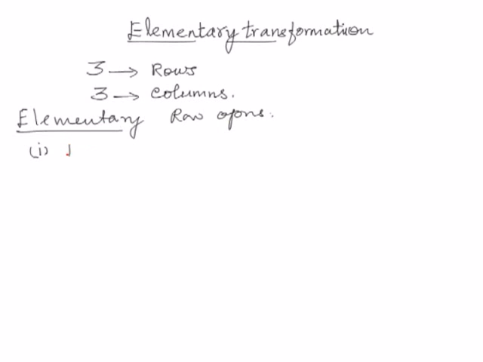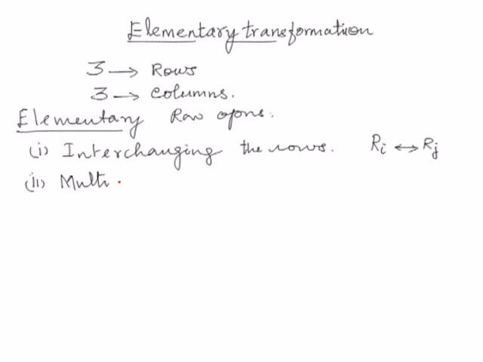Interchanging the rows is the first one. Now, symbolically, how do we represent them? We represent them as Ri moved on to Rj or Rj moved on to Ri. Or interchanging means both get rearranged. Now, multiplying a row with a non-zero scalar.